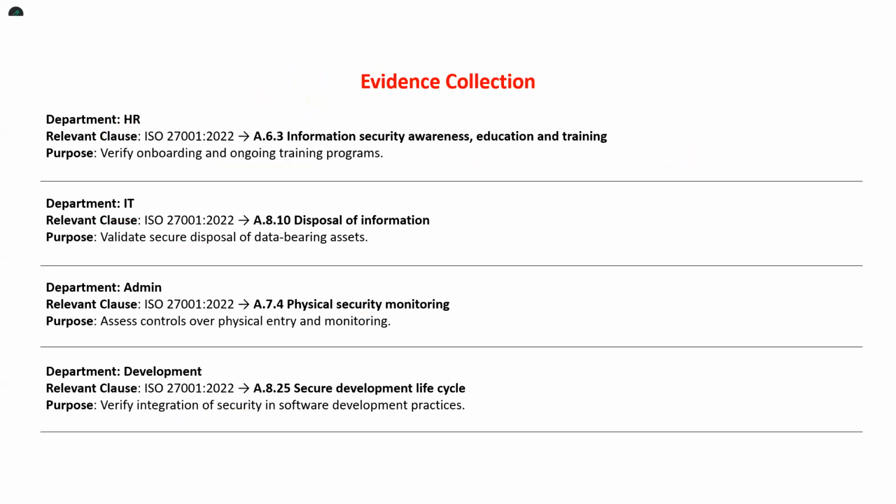Okay, and how many controls do we have? We have 93 controls, and it's not necessary that all 93 controls will be applicable. It depends on the organization. After the audit, they decide which specific controls are very important, and they will put those controls in place.